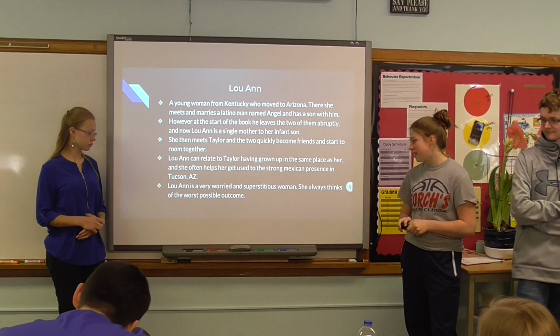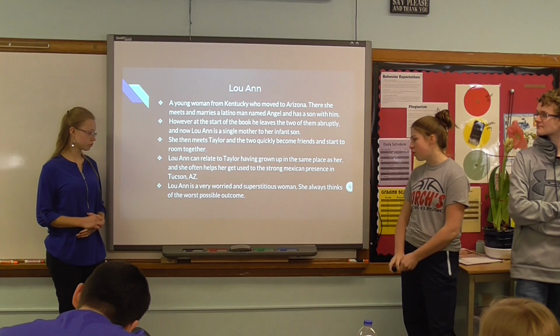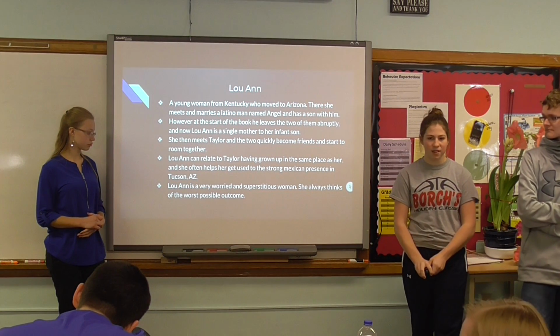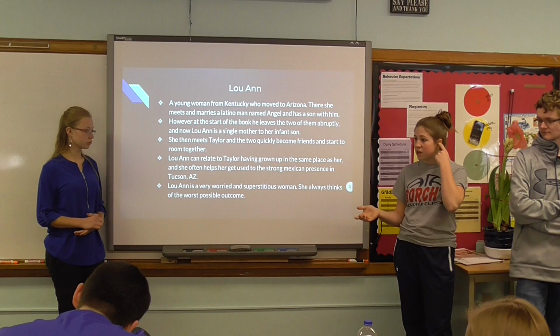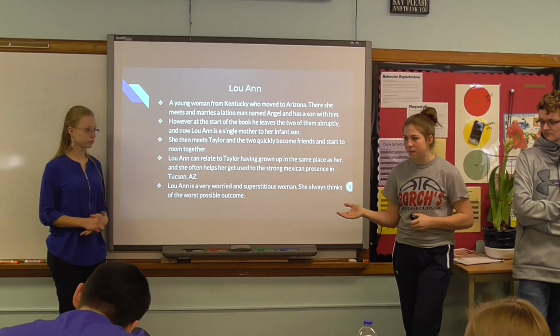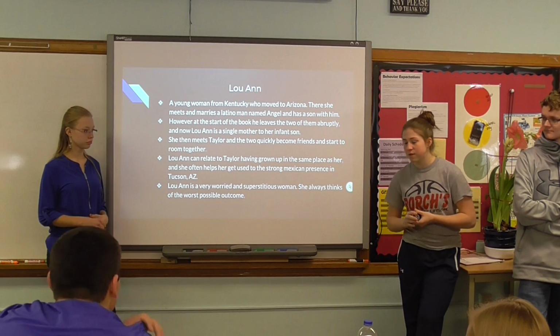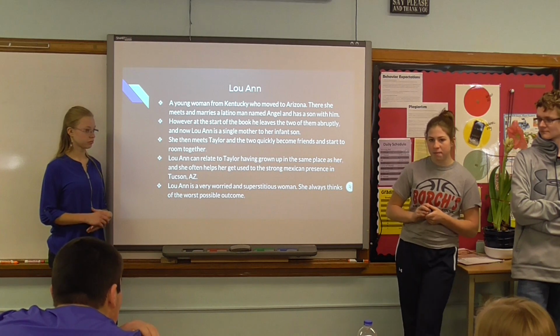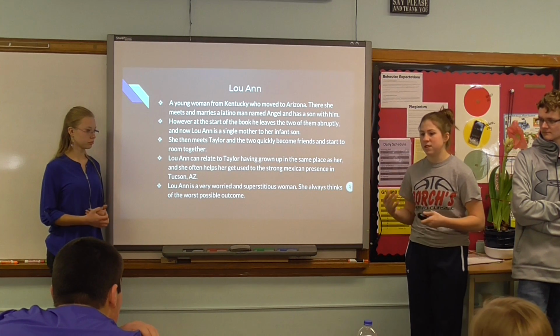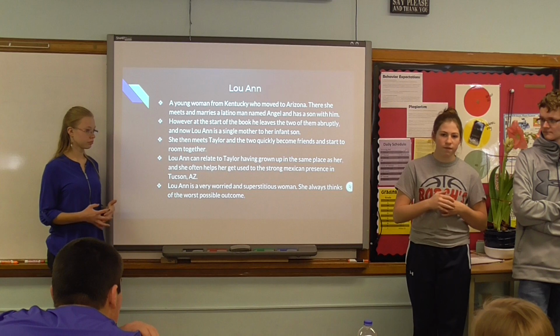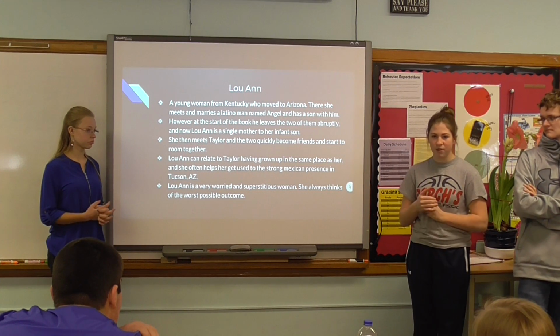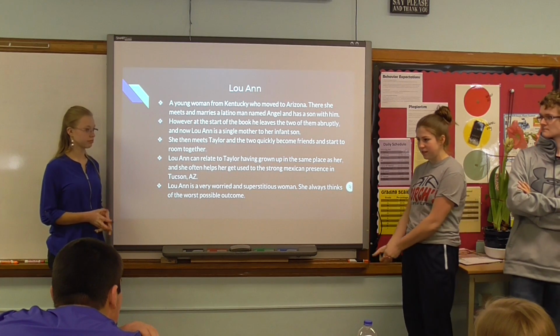And then Luann is a very worried and superstitious woman. She always thinks of the worst possible outcome. For example, when they were going on their trip back to Oklahoma, Luann was freaking out about something bad happening, like Esperanza and Esteban getting caught, and what if Taylor doesn't get to keep Turtle? She always thought of the worst thing that would happen.